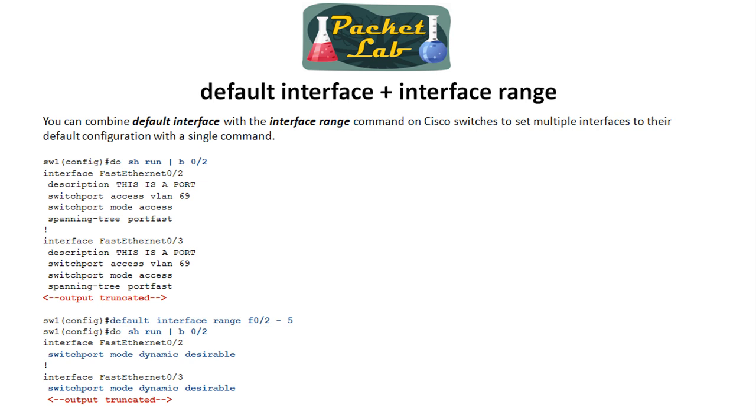So with the interface range command, you can configure multiple ports at the same time. Now there's a separate video on this, so I'm not going to go too deep into it. You just set an interface range and then you type in your commands, and those commands will be configured under all of the interfaces that you have specified. And the real cool thing, at least I think it is, is that you can use a default interface command with the interface range command. So you can go ahead and default multiple interfaces at the same time.